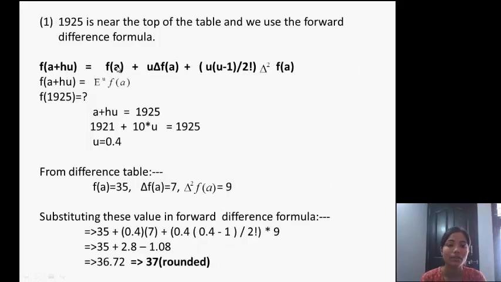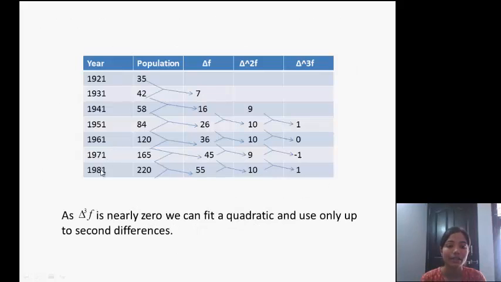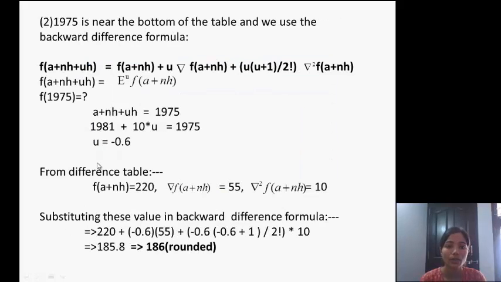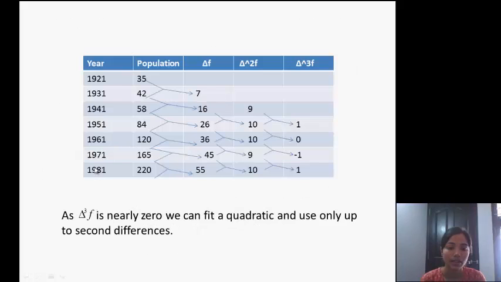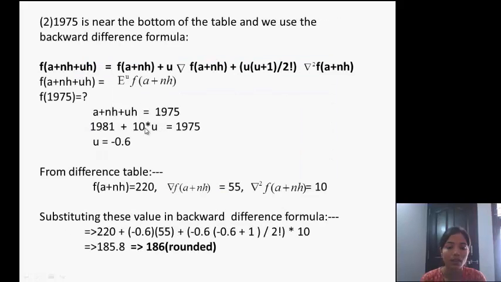From our difference table, we can see that 1975 is near the bottom of the table, so we use the backward difference formula. This operator is the backward difference operator, and here a plus nh is the last year, that is, 1981 is our a plus nh, and the interval between years is the same, that is 10.